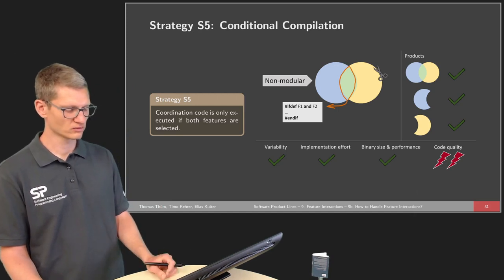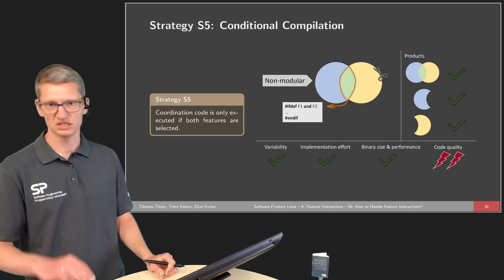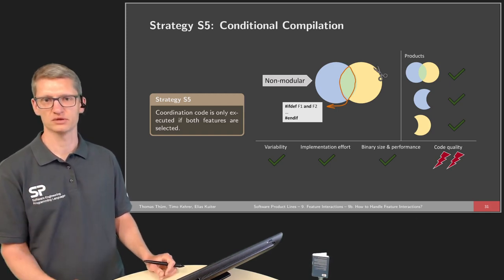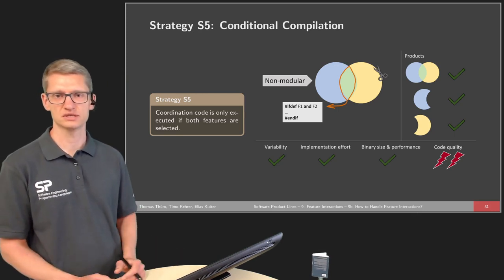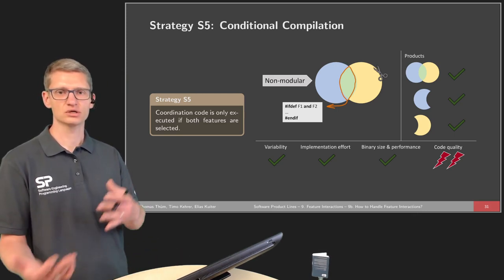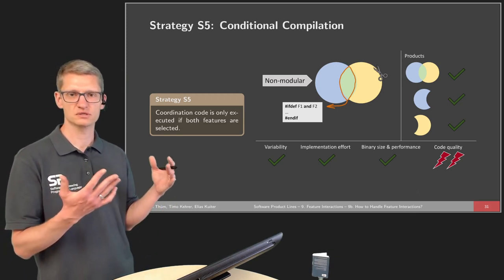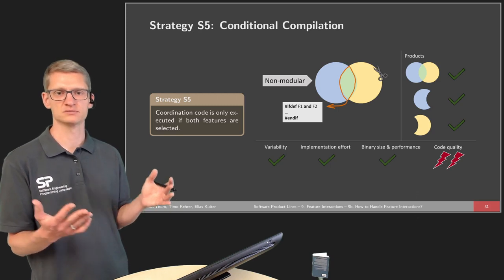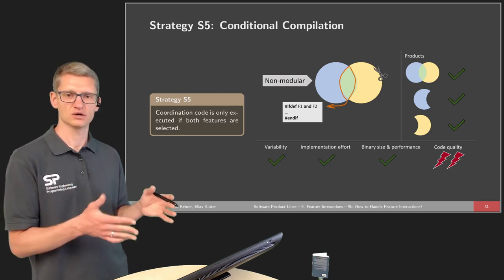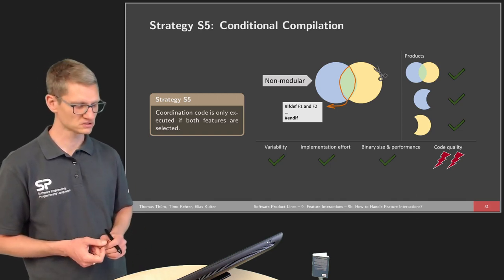We also have no problem with binary size and performance, and this is also an interesting recap. We talked about this already in the lecture on conditional compilation, lecture 6, that conditional compilation is often used for embedded systems, for systems with restricted hardware, for operating systems. And the reason is that conditional compilation is especially good when it comes to binary size and performance.